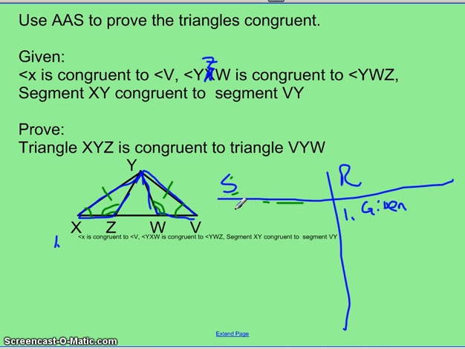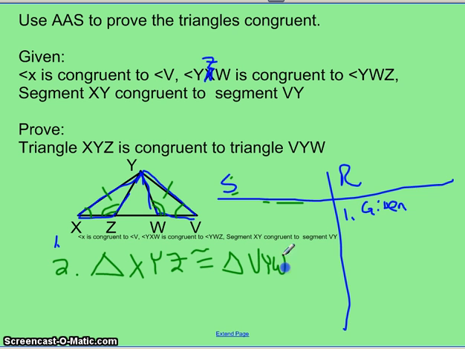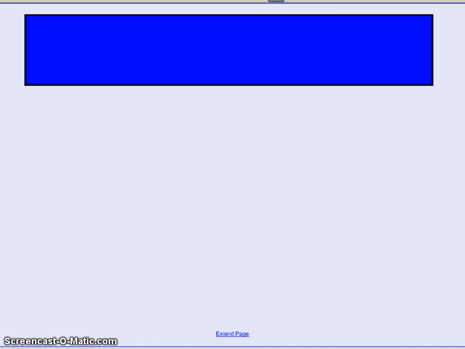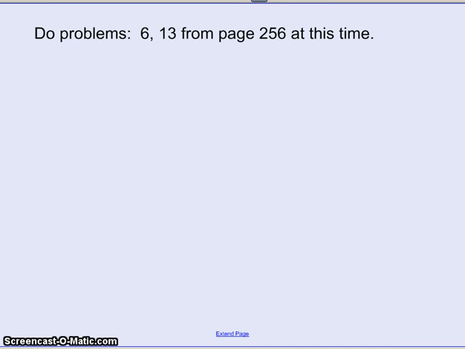So it looks like I've got all the information, not much of a proof here, because I've got angle, angle, and the non-included side. So I've got everything I need to make my final statement, which is triangle XYZ is congruent to triangle VWY. And the reason for that, I'm just going to put AAS, which is angle, angle, side. Alright, regular geometry students would be doing 6 and 13.